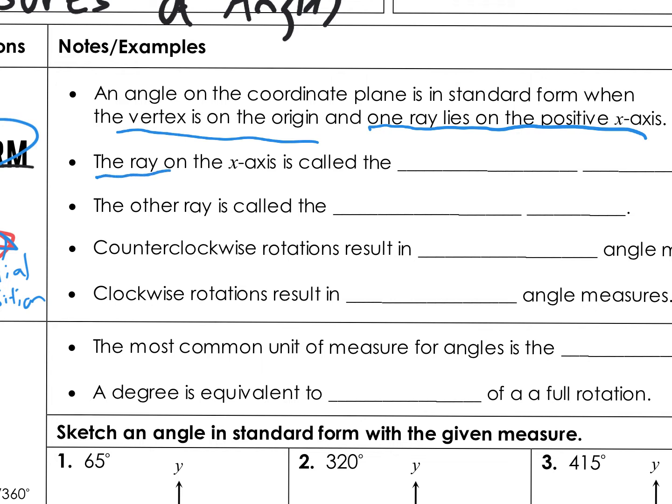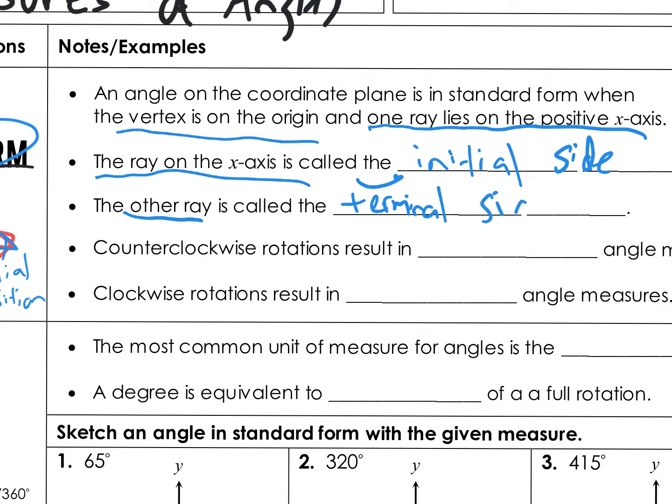The ray on the x-axis is called the... The reason I think she had the wrong word, the reason I think she used the word side is because initial position doesn't really sound like a thing. So I think she meant side, which is true. I said it was in the initial position. The name of that side is called the initial side. The other ray is called, Arnold Schwarzenegger, the terminal side.